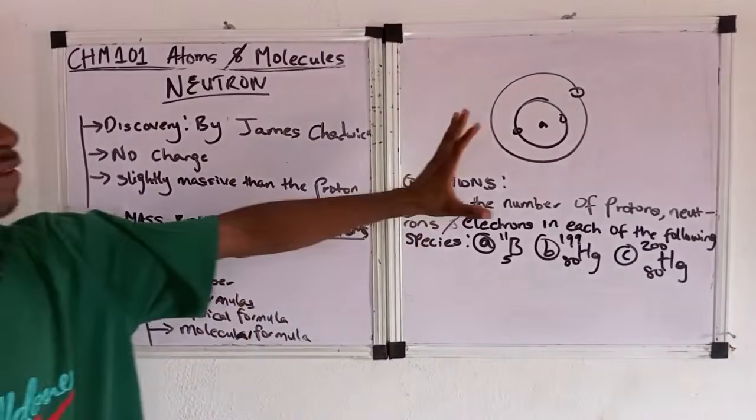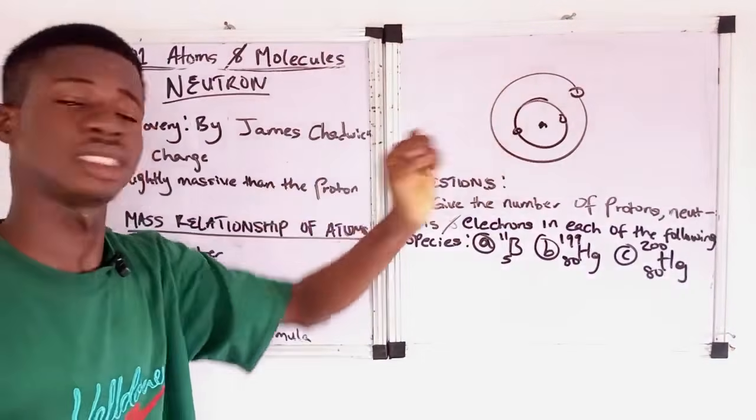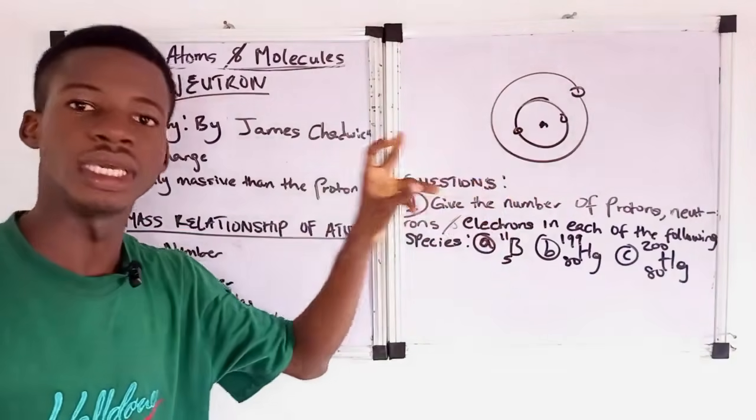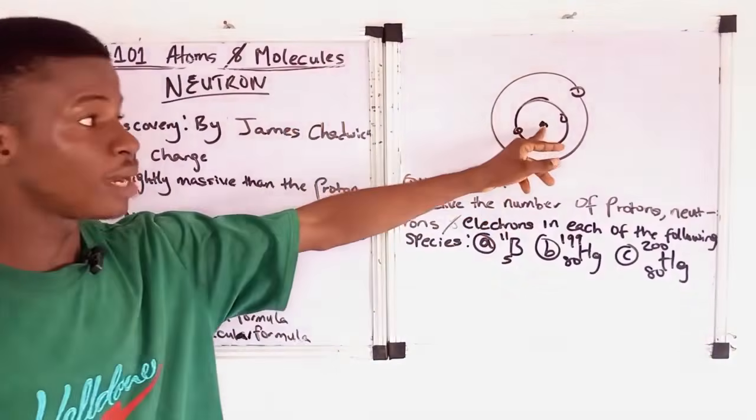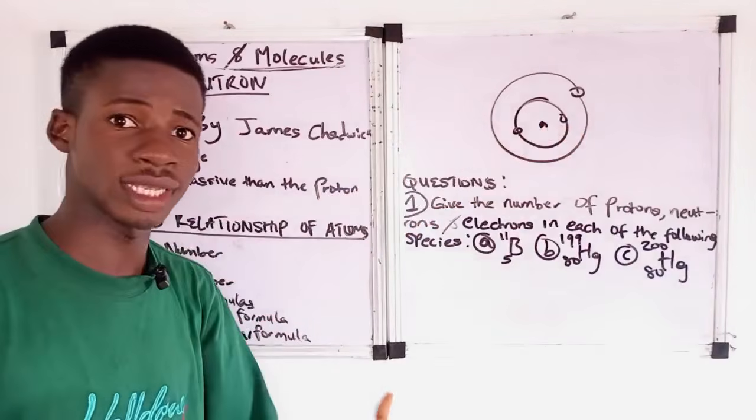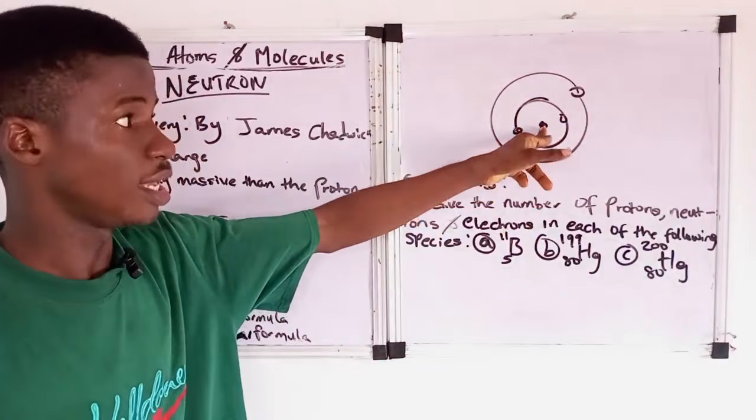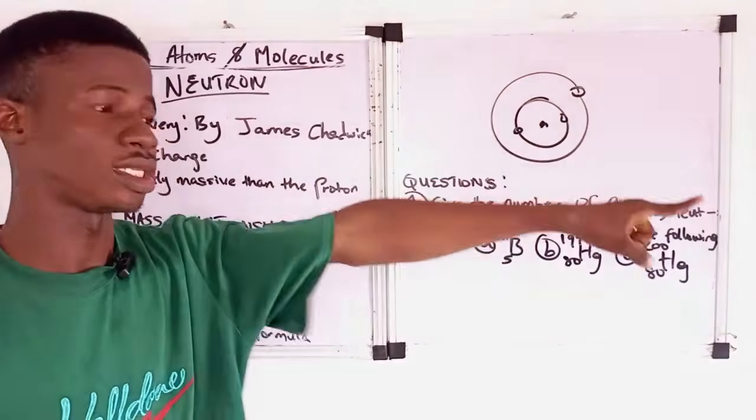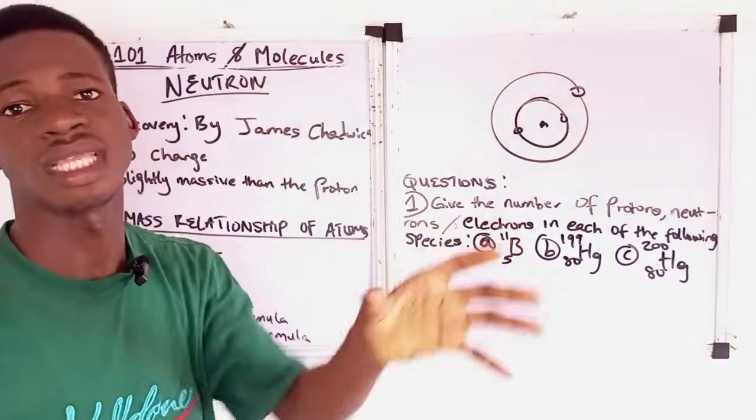Now, if I may ask a question, this is an atom of lithium. This atom has 3 electrons. What is the number of protons in this atom? Remember, this part is the nucleus. How can I know the number of protons in the nucleus? If you look at this diagram, it does not just tell us the number of protons. So how can you know the number of protons in a neutral atom?